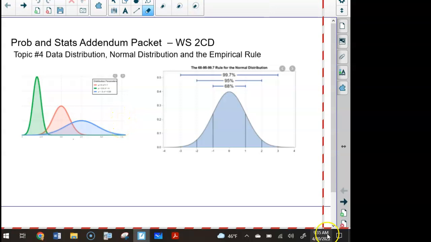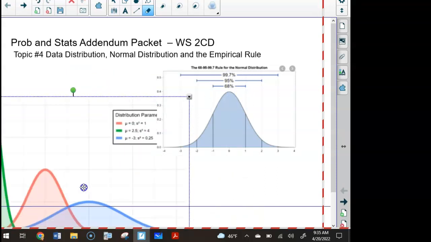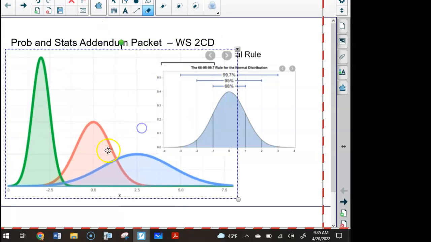I don't know if this has any valuable information if I make it a little bit bigger, because it certainly doesn't at this size. Not a lot. We're good. The idea is just that this shows data can be normally distributed even if it's not all the same.